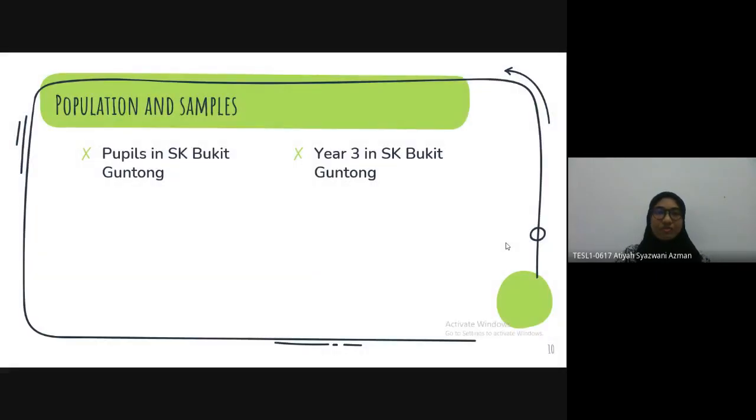So this one is the population and samples. It involved Year 3 pupils in SK Bukit Guntong. It will involve 10 pupils, of which one group will be the control group and another will be the experimental group. Both groups consist of 5 pupils. And those pupils are chosen by their English teacher based on their recent examination achievement.